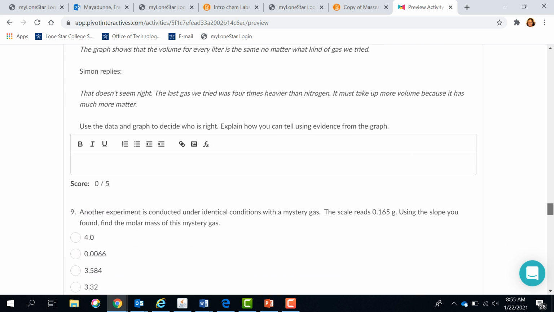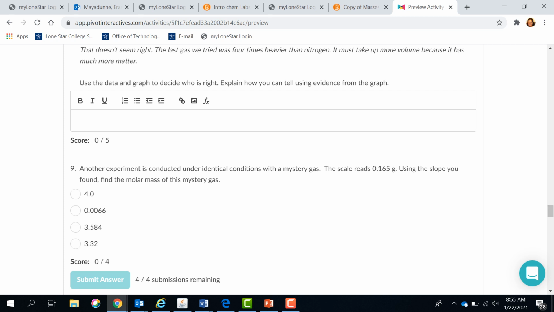Oh, then there's one more thing. Another experiment conducted under identical conditions with a mystery gas. The scale reads 0. So what is this? The scale reads the mass, right? So the scale reads the mass for the 1 liter of gas. Then using the slope, you already know the slope.